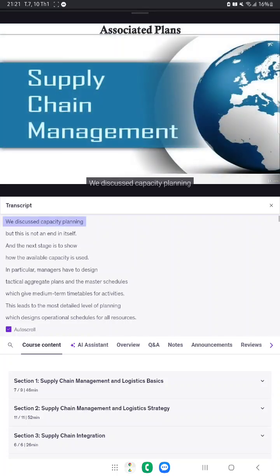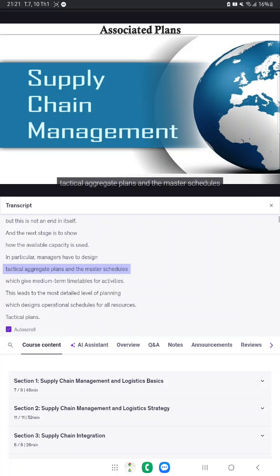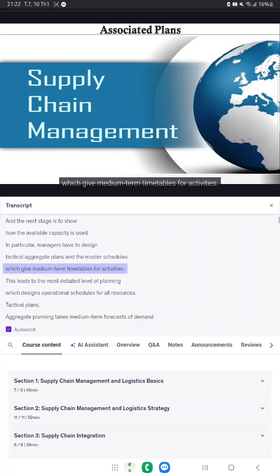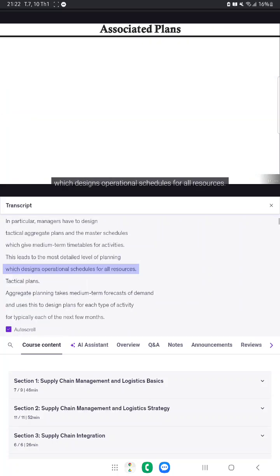We discussed capacity planning, but this is not an end in itself. The next stage is to show how the available capacity is used. In particular, managers have to design tactical aggregate plans and the master schedules, which give medium-term timetables for activities. This leads to the most detailed level of planning, which designs operational schedules for all resources.